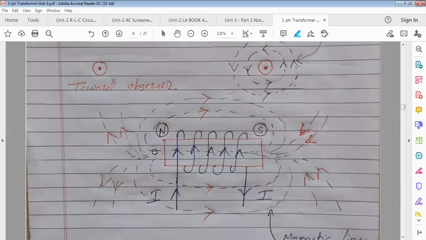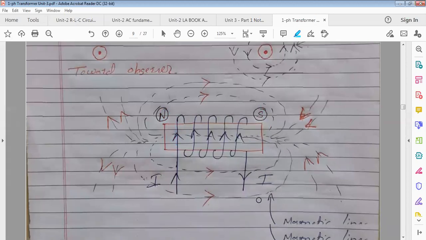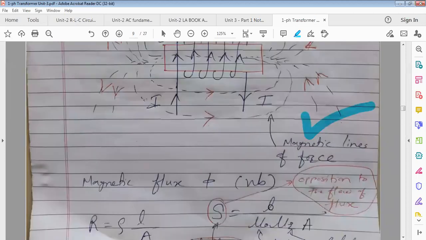Apply right hand thumb rule. You can find here the direction of magnetic lines of force. All of you can see. So all lines start from this end of the magnet. That's why this end of the magnet will act as a north pole, and this one will act as a south pole, isn't it? Okay. So, magnetic lines of force.